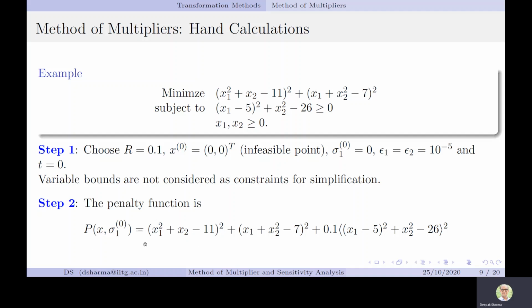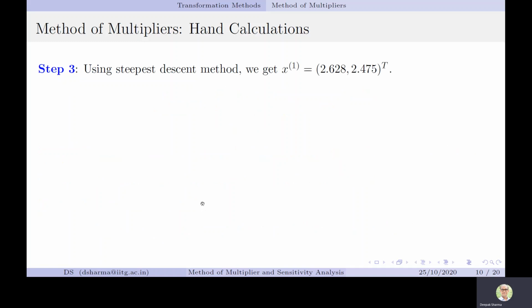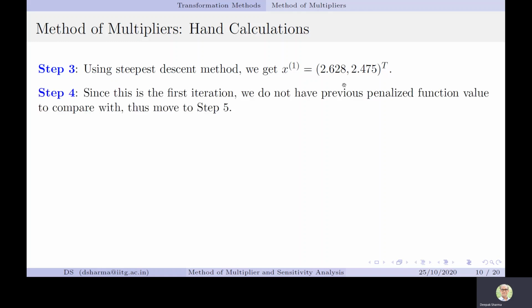Now, since this penalty function is here, we know how we can solve it because this exercise we did earlier. So using the steepest descent method, we get, say, the new point x1. Now, after that, step 4 is we have to check the termination condition. Since it is the first point, we don't have a previous penalized function value to compare with. So we are directly moving to step number 5.